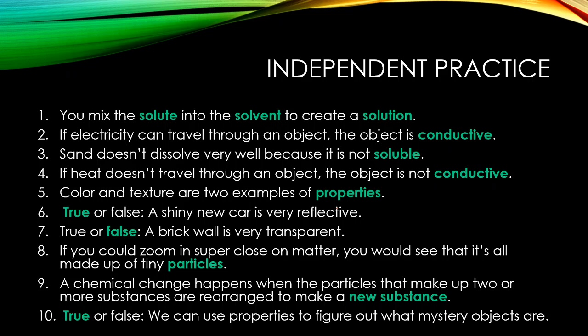Number 8, if you could zoom in super close on matter, you would see that it's all made up of tiny particles. That's one of the earliest things that we learned, and we learned that those particles kind of affect the properties that an object has. Number 9, a chemical change happens when the particles that make up 2 or more substances are rearranged to make a new substance. There's all those signs that we talk about that are associated with chemical changes, but really the most important thing to know is that they're all about making new substances. That's why they're special. And number 10, true or false, we can use properties to figure out what mystery objects are. That is true. That is why scientists like to talk about properties so much. That's how scientists decided that Pluto was a dwarf planet.